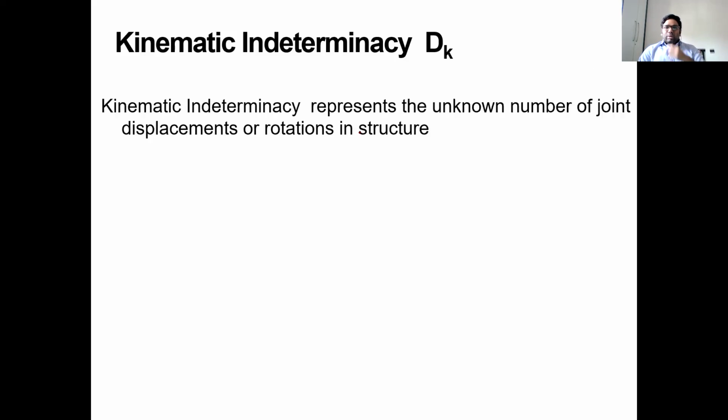Kinematic indeterminacy represents the unknown number of joint displacements or rotations in a structure. So how many unknowns are there? Static indeterminacy, see, I'm writing here for your understanding, represents the unknown number of reactions. That is for static.